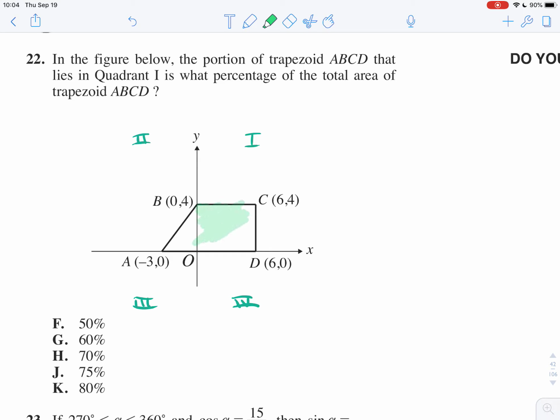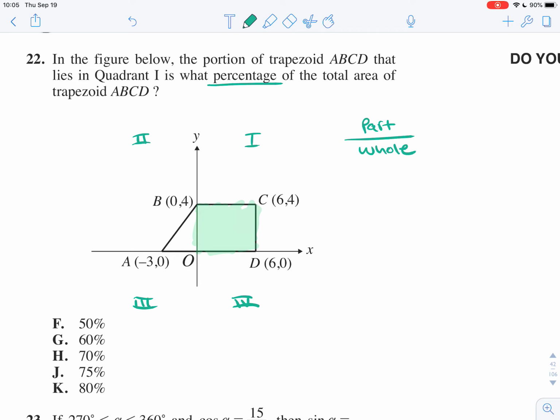So, since we have our quadrants 1, 2, 3, 4, they're talking about how much of this part, and they want to know what percentage that part is of the whole. So again, because we're looking for a percentage, we are looking for a part to whole ratio.